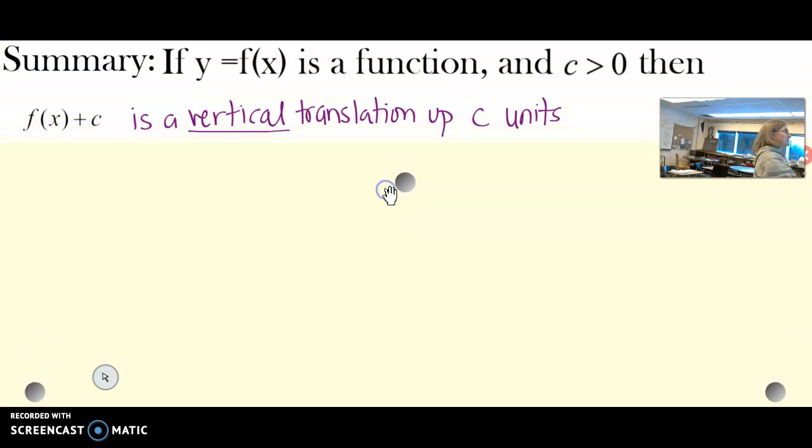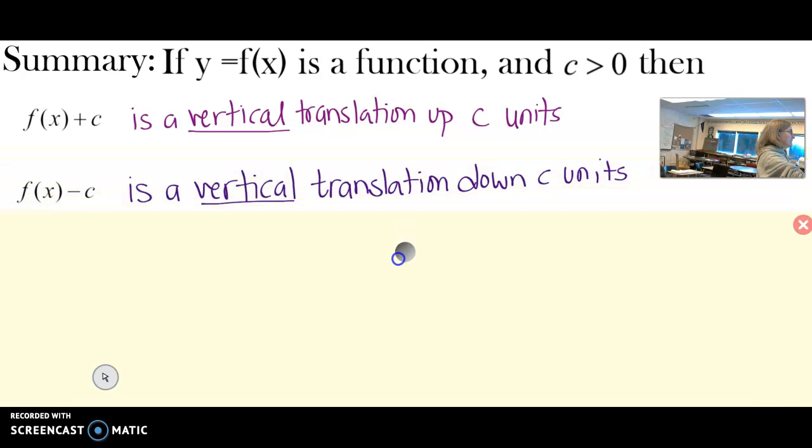Okay, first transformation we're going to talk about is if you have a function f of x. Now I'm generalizing this, so instead of x squared, it's any function. The parent functions we looked at were linear functions, quadratic, cubic, square root, and absolute value. So for example, if you had the absolute value of x, and then you add a number after you take the absolute value, so not inside the absolute value, but absolute value of x and then plus some number, it's going to be a vertical translation up c units. So whatever number you added is going to shift up that many units.